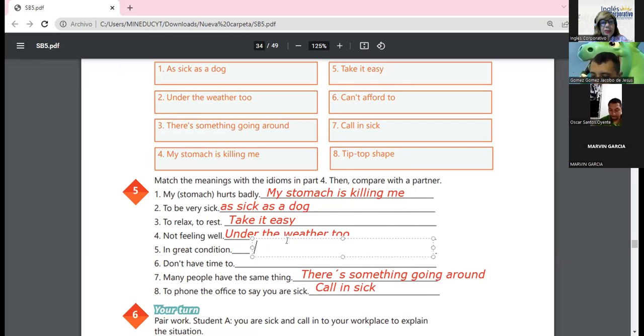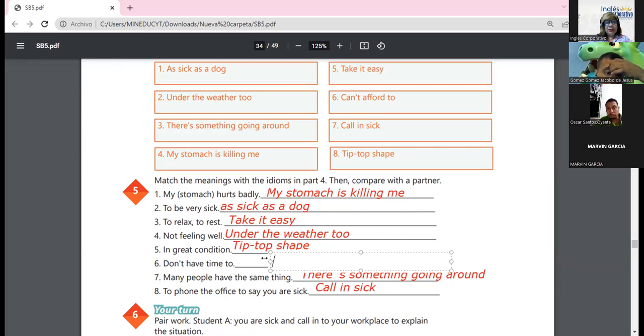So it is the contrary. Here is the top shape. And here is the hint. Afford. That is the correct one. My stomach is killing me. I'm as sick as a dog. Take it easy. Under the weather, tip-top shape, can afford to. There is something going around, calling sick.